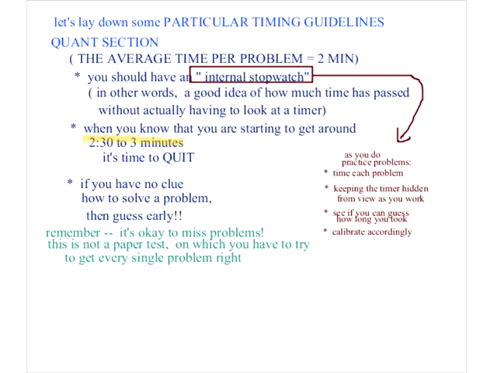Because it's adaptive, it becomes a lot more acceptable to miss problems. So that's basically the deal with the quant timing. The quant timing consists of pretty much this trinity of things. There's the internal stopwatch, there's the limit of 2.5 to 3 minutes, and there's being willing to let stuff go. Really, that's all there is to it. Quant time management really boils down to nothing more than respecting these 3 principles.